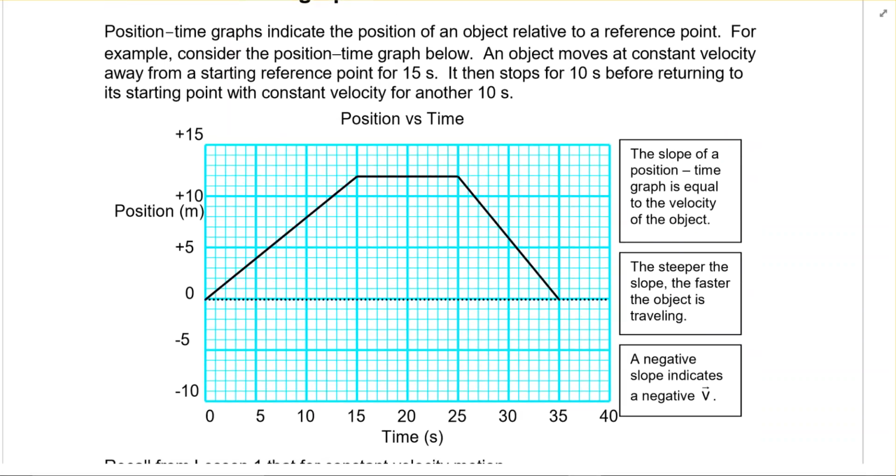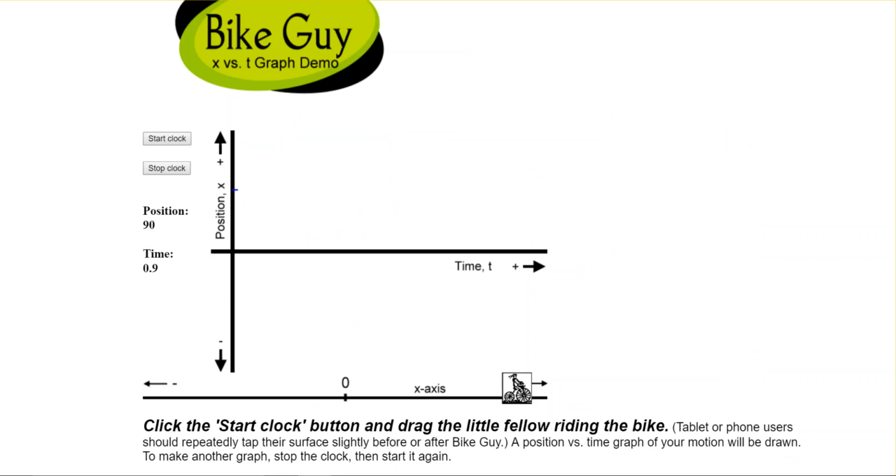So what I'm going to do is bring up a little gizmo. I can grab this little bike and move him along, and we're going to be able to show what that graph looks like. If I start the clock, the first thing you notice is that the bike's not moving, but the graph is, right? Because time is along the x-axis. So if you see a straight line on a position-time graph, the thing's not moving.